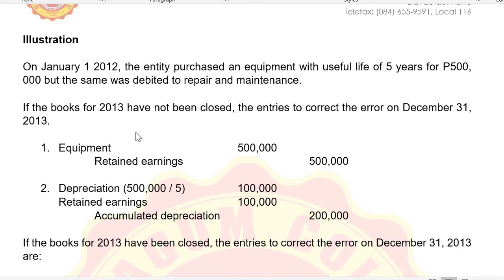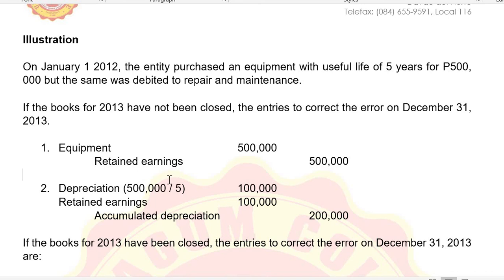Okay, so the books of 2013 have not been closed, no? Second year of the subsequent year sa date of error, no, have not been closed, the entries to correct the error on December 31, 2013 would be, so, yun siya, you have two entries, no? So, you'll debit equipment to recognize the equipment for 500,000 and then credit retained earnings for 500,000. Okay? Yan. To correct the error sa pag-debit ito repair and maintenance, no?